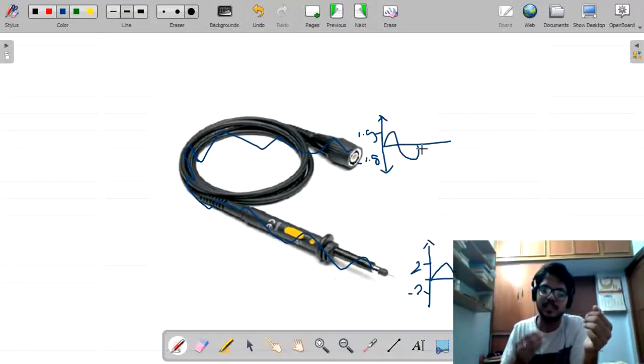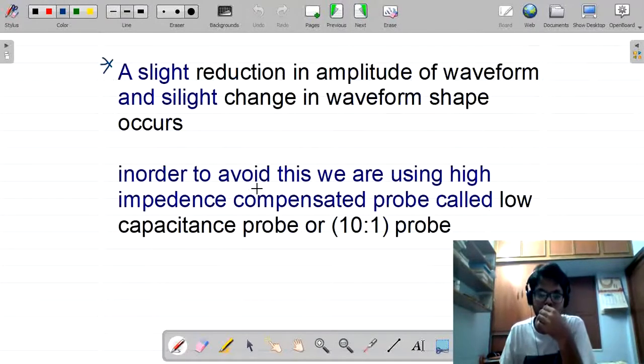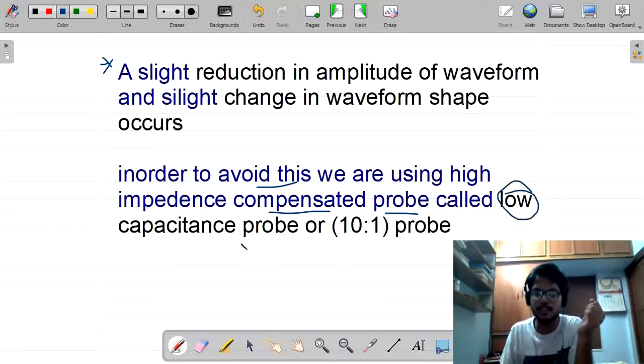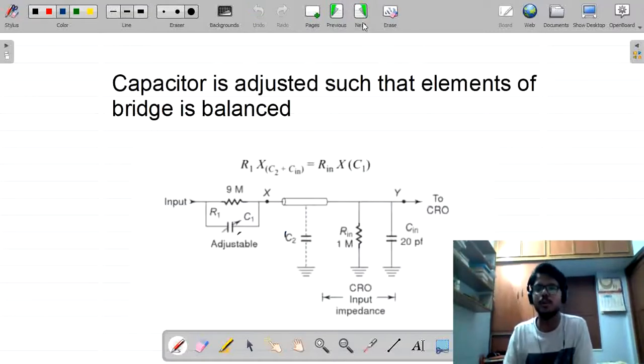This action we are unable to avoid, but we can reduce it. How are we going to reduce it? In order to reduce it, we are using 10:1 probes or high impedance probes. We use a high impedance compensated probe, called a low capacitance probe or 10:1 probe. Now we are going to discuss passive high voltage probes.